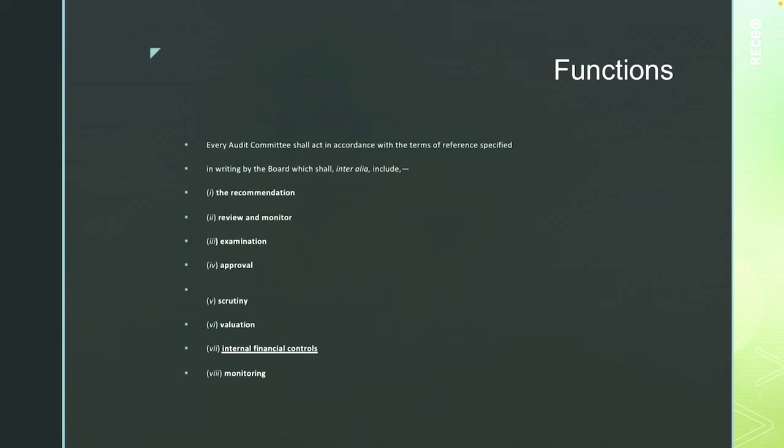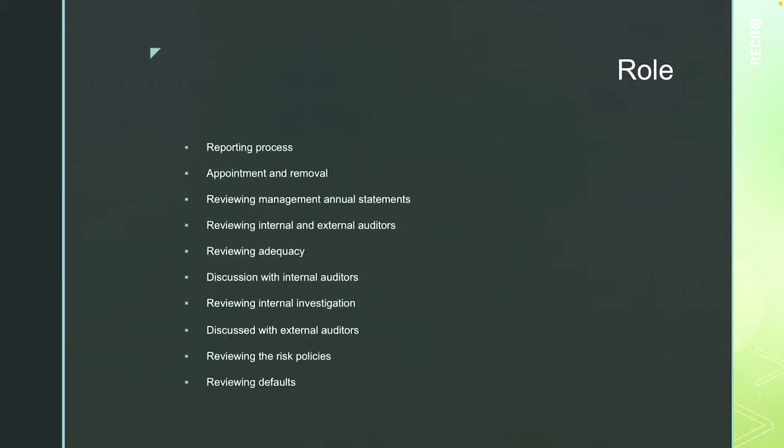They have to monitor the end use of the funds raised through public offers and related matters. Okay, next comes the role of the audit committee. What is the main role of the audit committee? Okay, the first one is the reporting process.